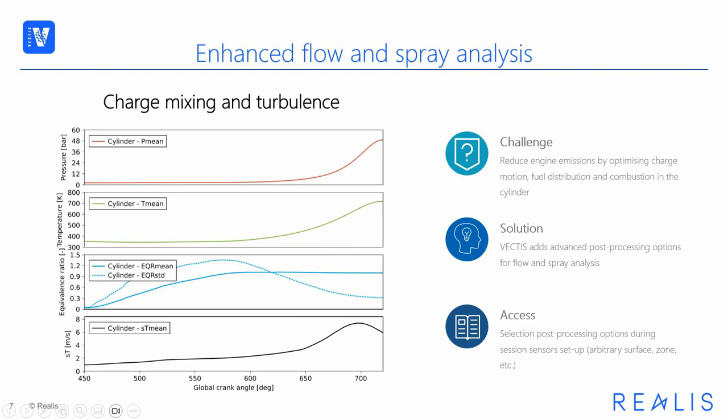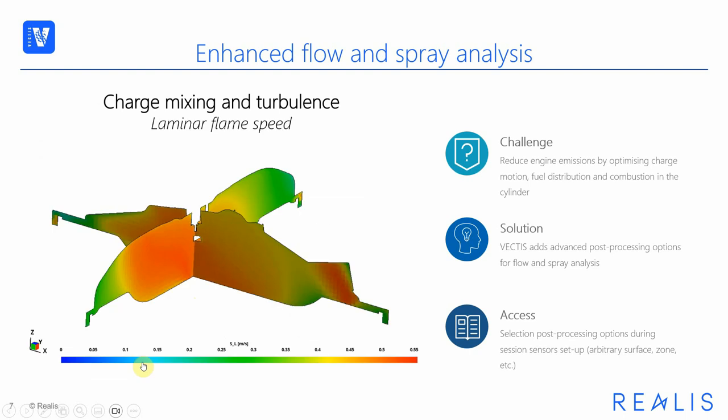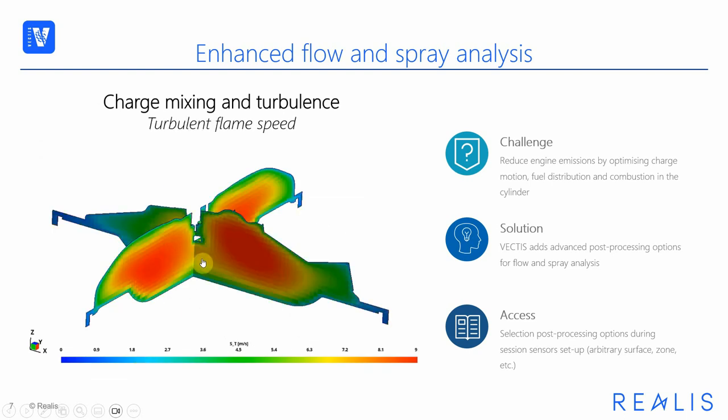Thus, optimizing the charge comes down to optimizing the turbulent flame speed at the ignition. This export is available in both the report file and the post file, as shown here with the turbulent and laminar flame speed maps.